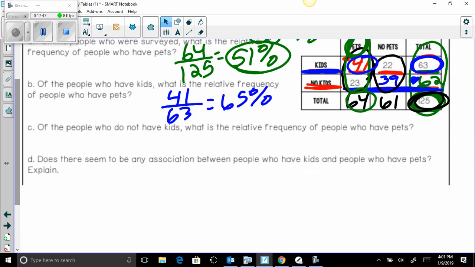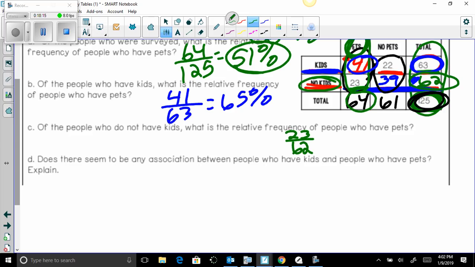All right, let's go down to the last 2 and I'll let you get started on homework. Of the people who do not have kids, this is the no kids column. What is the relative frequency of people who have pets? How many people had no kids, but they had pets? Well, that is 23. How many total people had no kids? 62. So if I divide those, it gives me 37%.